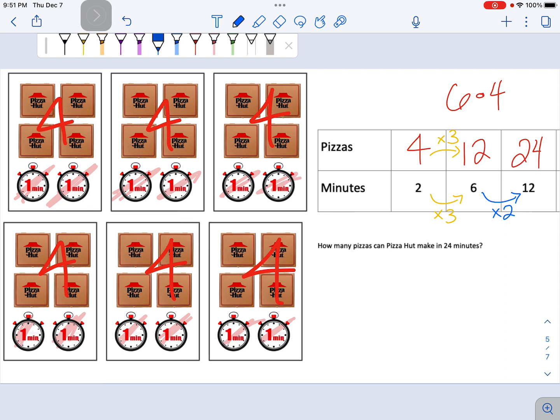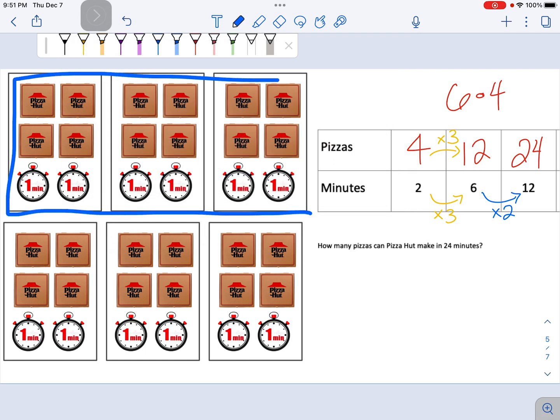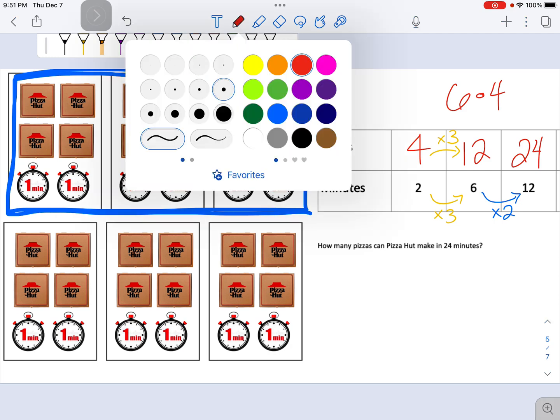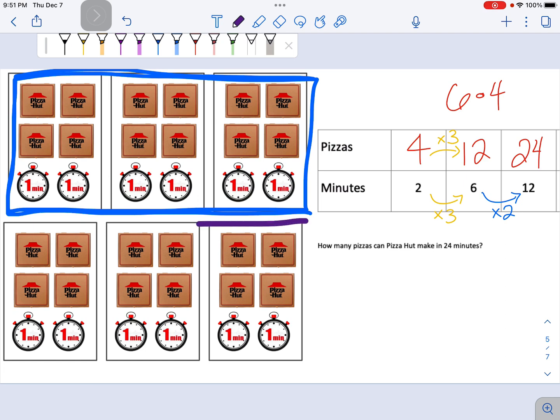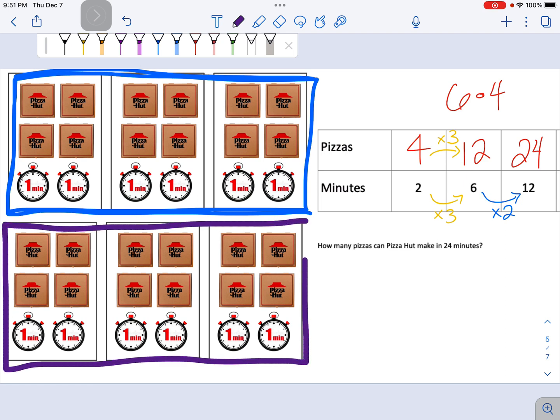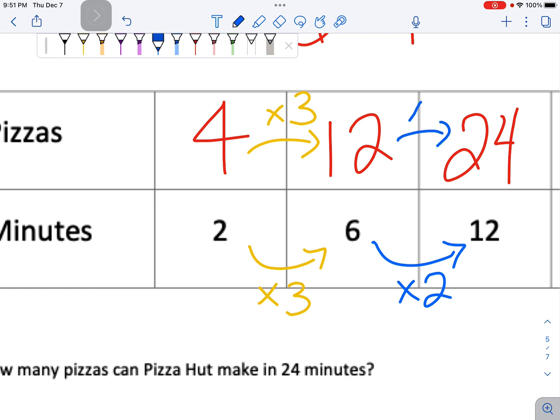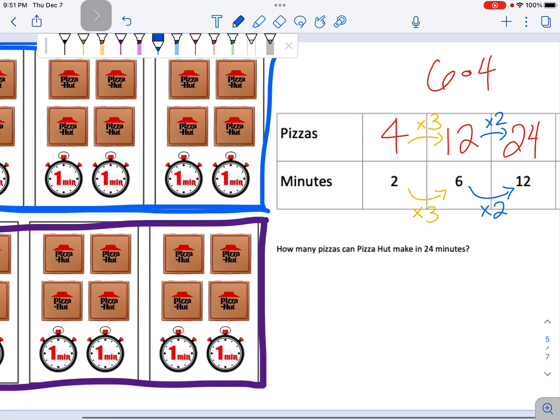Miss Toivola, where is the times 2? Well, it's in these giant rows. Get rid of some of this stuff here so you can see it a little bit better. All right. Here is the times 2. Up on top in this big blue box, there's 6 minutes and there's 12 pizzas. And down here in this big, let's make it purple, in this big purple box is 6 minutes and 12 pizzas. So we have 6 minutes and 12 pizzas doubled. We doubled both the minutes and we doubled the pizzas. So that's times 2.